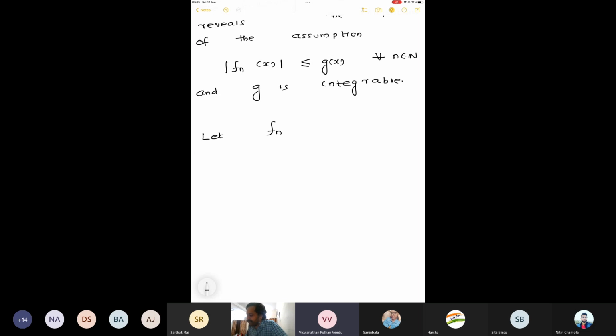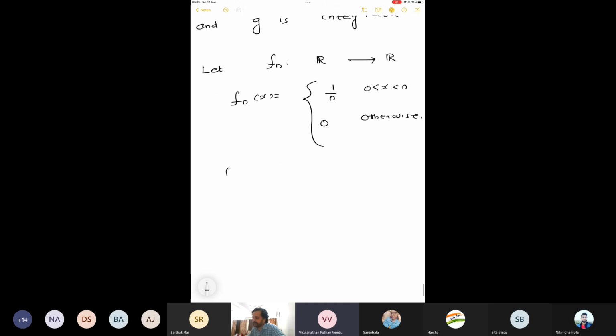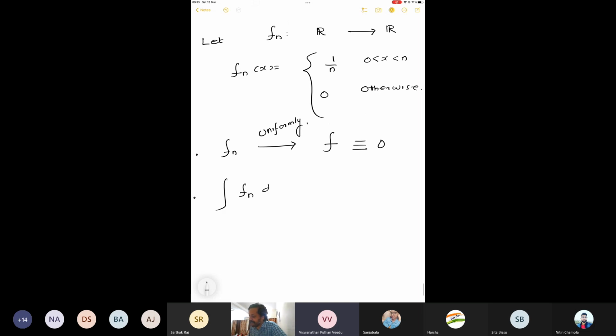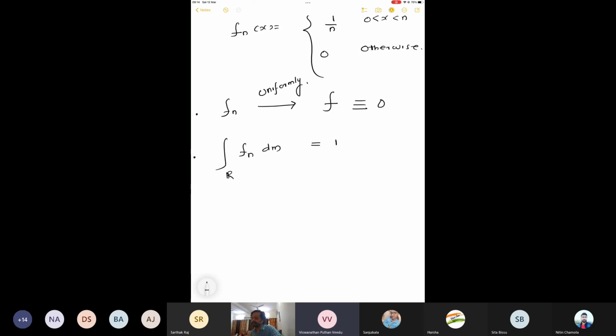So let me give you an example. Details you should work. Let fn from R to R. I define fn of x as follows: 1 by n when 0 less than x less than n, and 0 otherwise. You can note that fn converges to f. Here it in fact converges uniformly, where f is the identically 0 function. fn converges to f uniformly to the 0 function. You convince yourself. Then you see that integral of fn dm over R is 1. That is easy. 1 by n times the measure of the set (0, n), which is actually an interval. So integral fn dm is 1 for all n. Therefore, limit of integral fn dm is also 1, but integral f dm is 0.